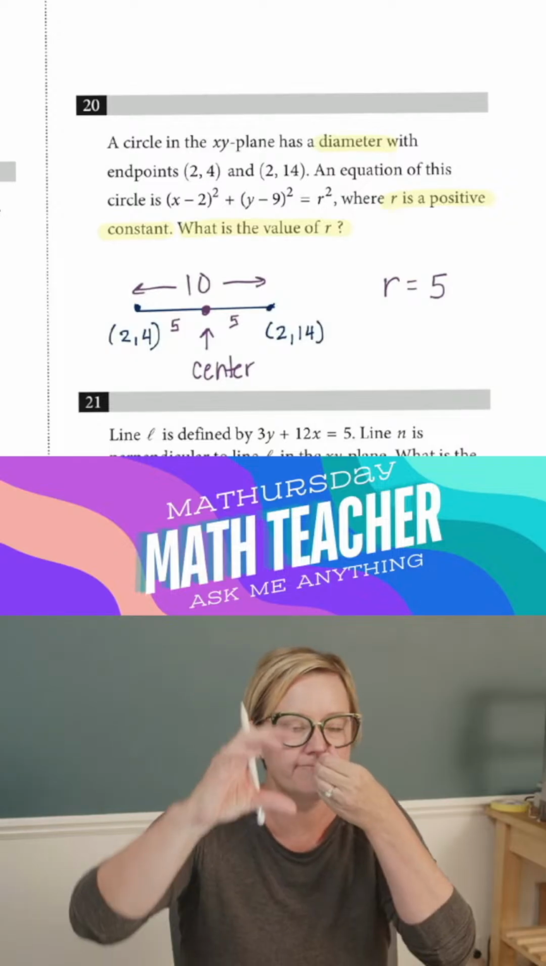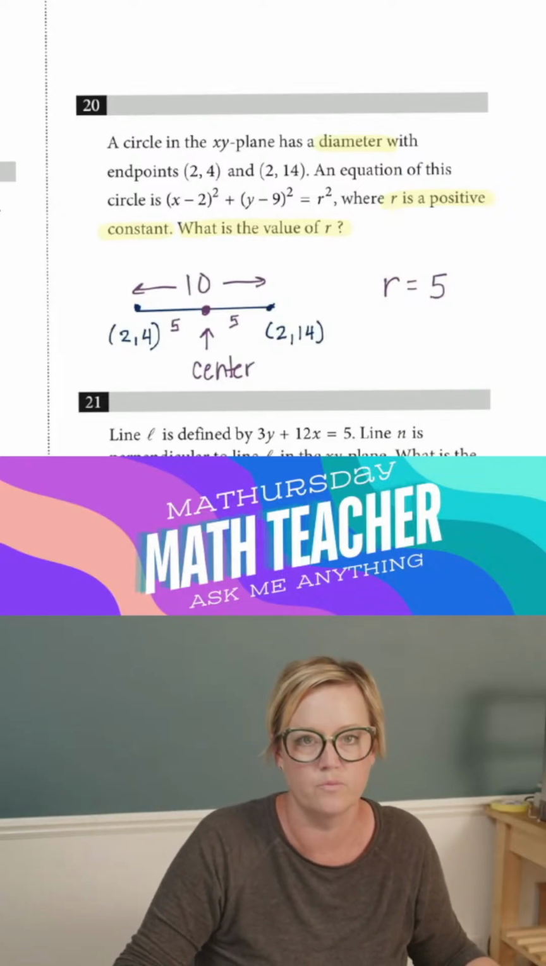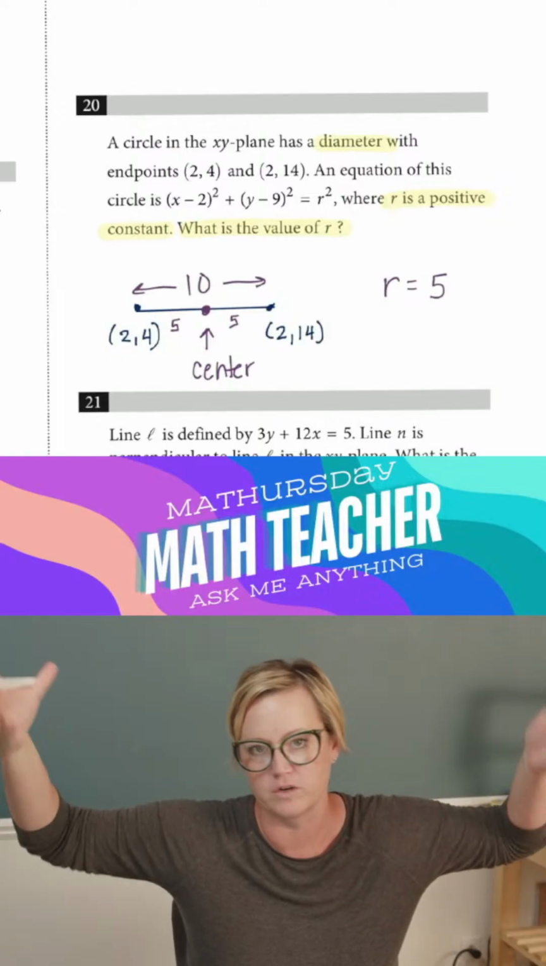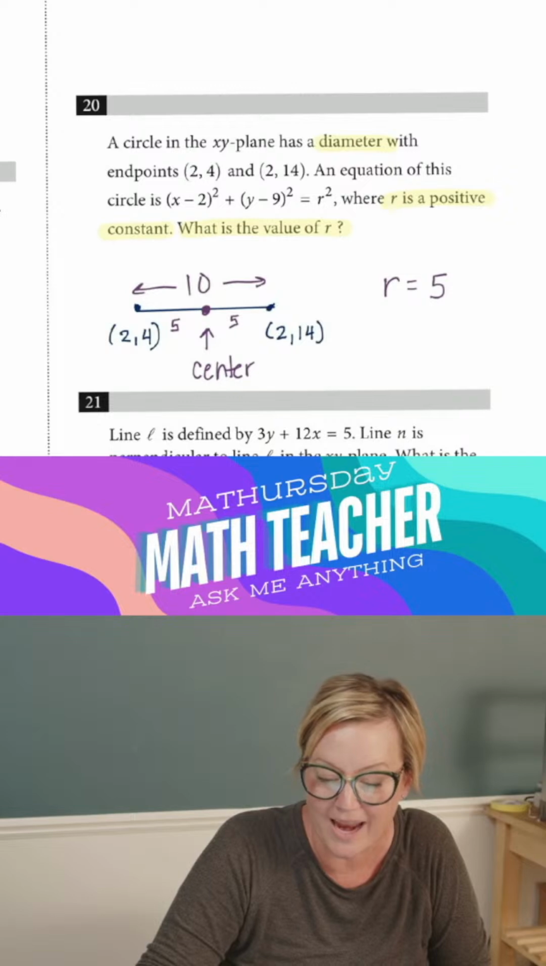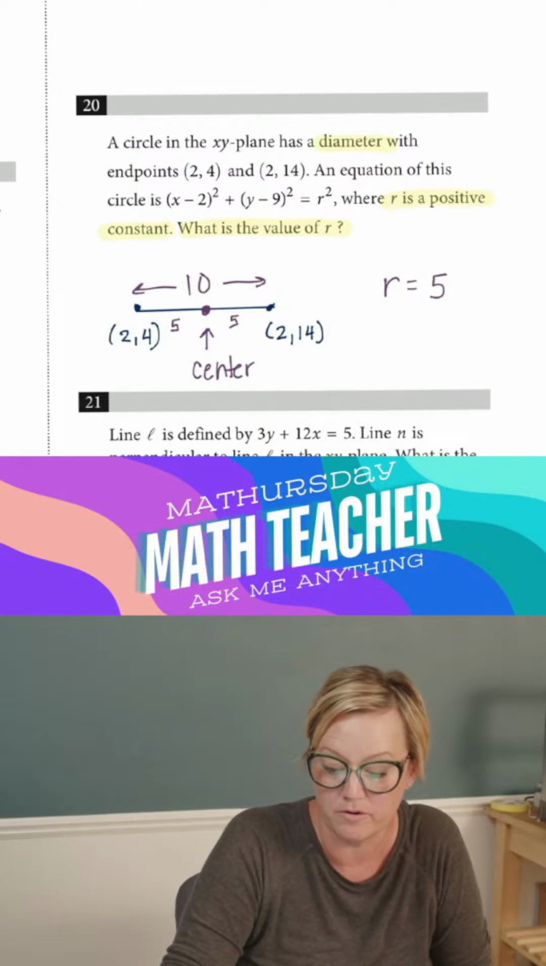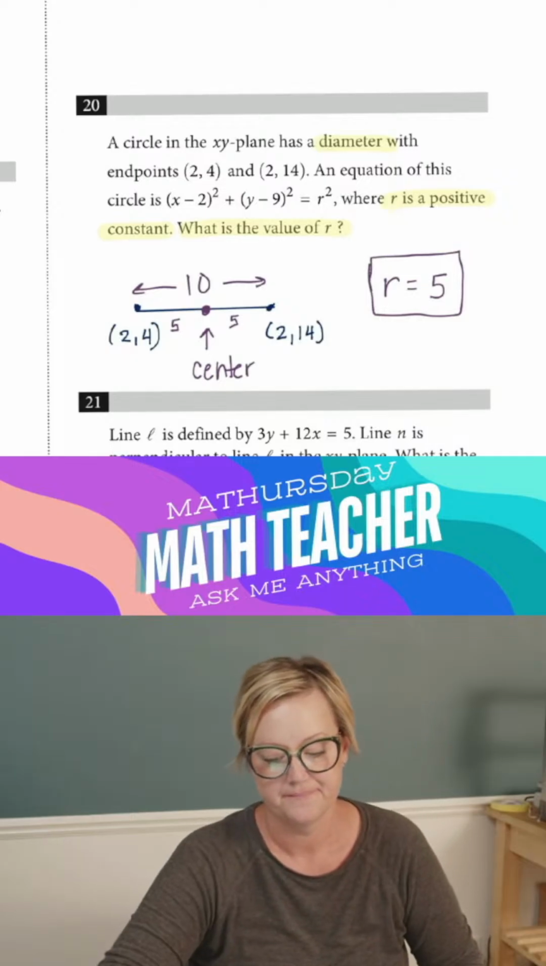Yes, it should be a vertical line, but that's going to be really difficult to demonstrate. So what you're really looking at is the 4 to the 14. So when you've got this radius is 5, that would be your answer. Okay. There we go.